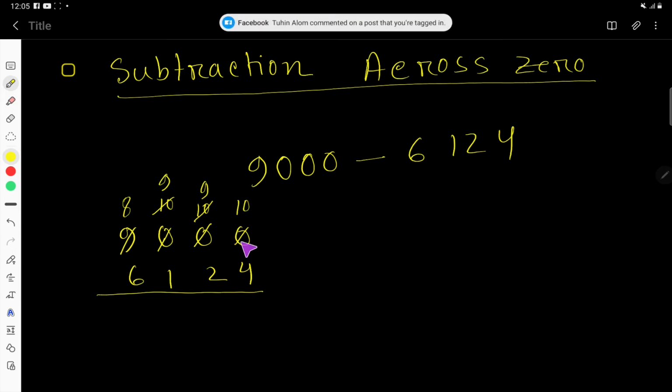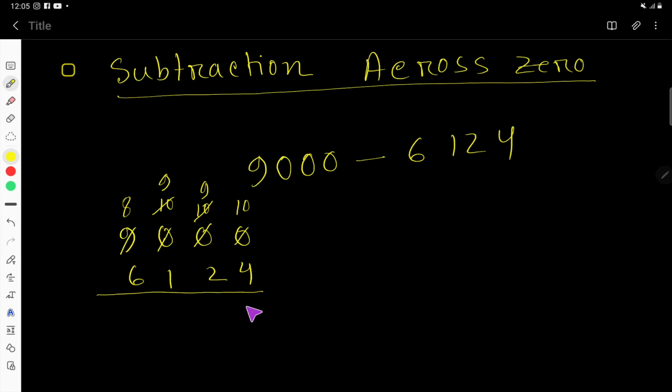So now subtract 10 minus 4. What will be the result? The result will be 6. Then subtract 9 minus 2. What will happen? 7. Then 9 minus 1, 8. Then you have 8 minus 6, that is 2. So this is the difference, right? This is the minuend, this is the subtrahend, and this is the difference. So I think you have understood how to subtract one number from another number.